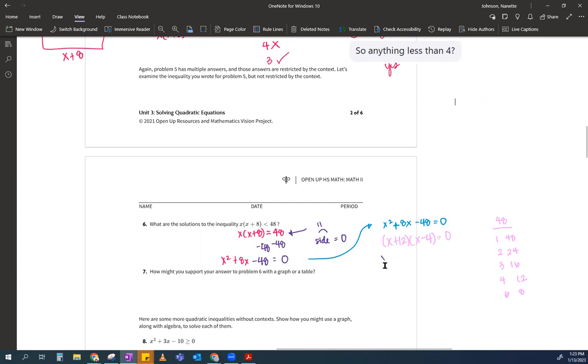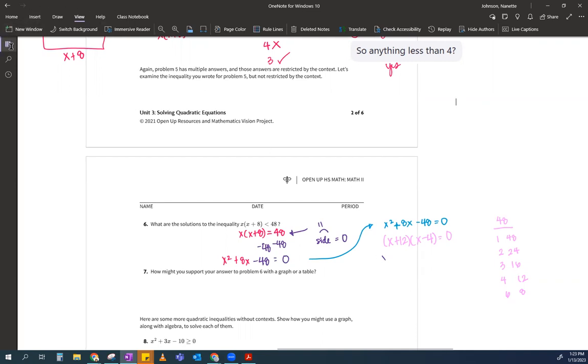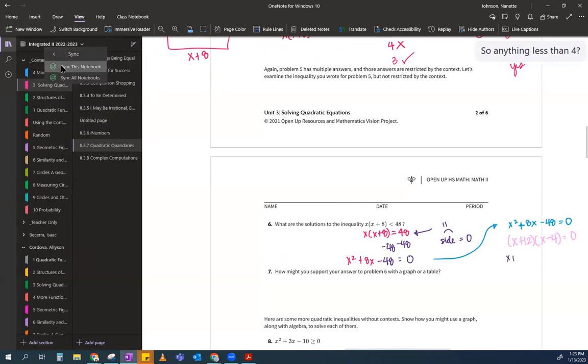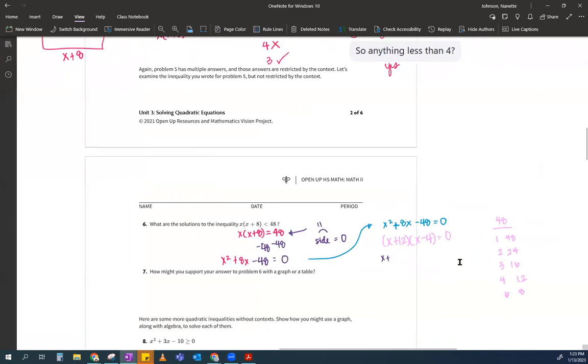So x plus 12 equals 0, and x minus 4 equals 0. Make sense? Let me sync because it's kind of slow right now. There it goes. Okay, so everybody okay with that? So then now my answer is just x is equal to negative 12 and x equals 4. So those are my 2 answers.